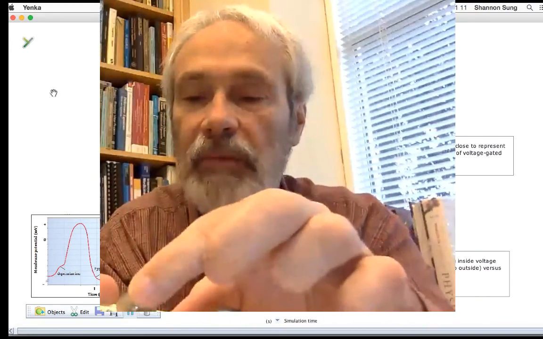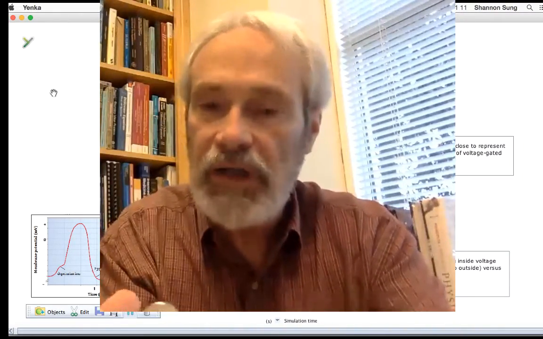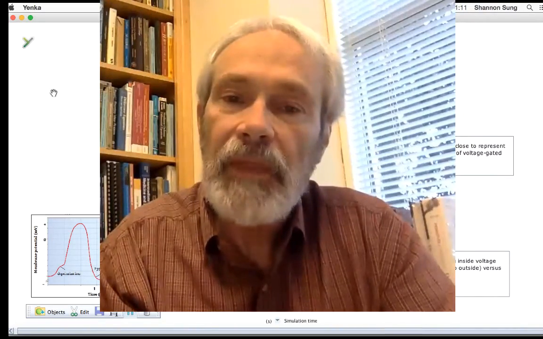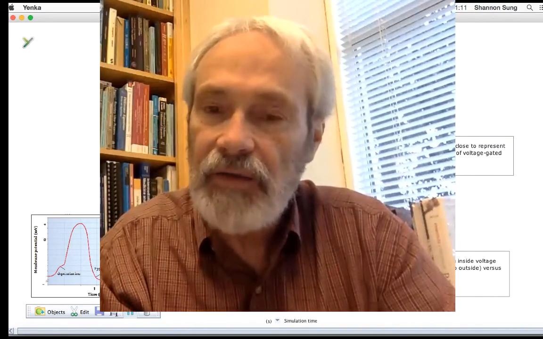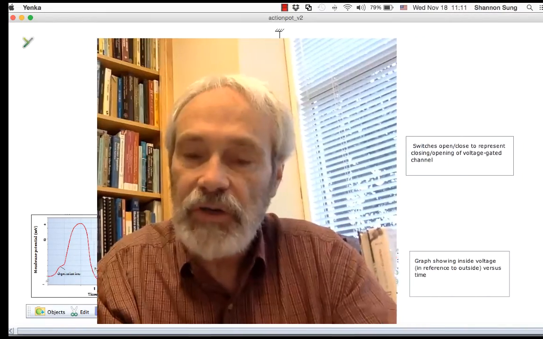So these two voltage sources would be equivalent to the equilibrium potentials. Here are some resistors, and here are some switches which cause the channels to open and close. So they'll be moving from the simulation in their first year to building more advanced circuits in their physics course in their third year.